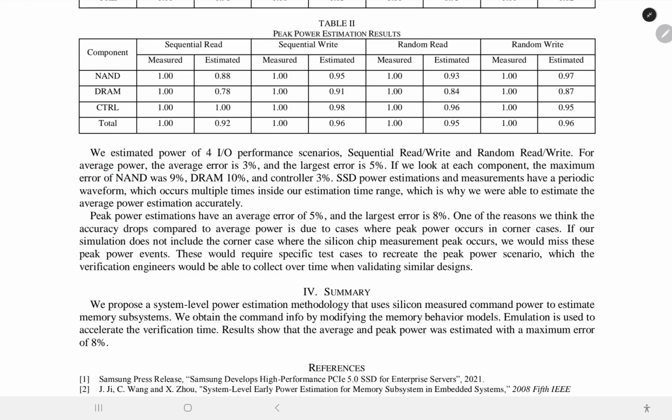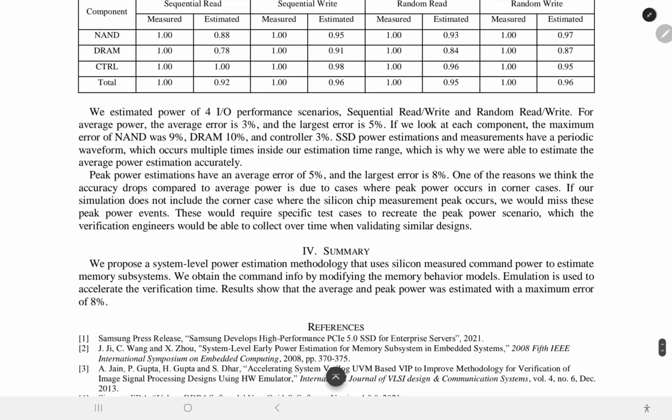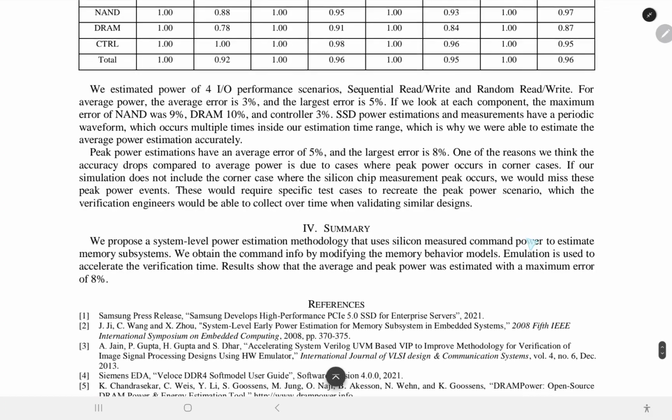For average power, the average error is 3%. The largest error is 5%. If we look at each component, the maximum error of the NAND was 9%, DRAM was 10%, and controller was 3%. SSD controller power is measured as a periodic waveform, which occurs multiple times inside our estimation time range, which is why we were able to estimate the average power accurately. The peak power estimation has an average error of 5%, and the largest error is 8%.